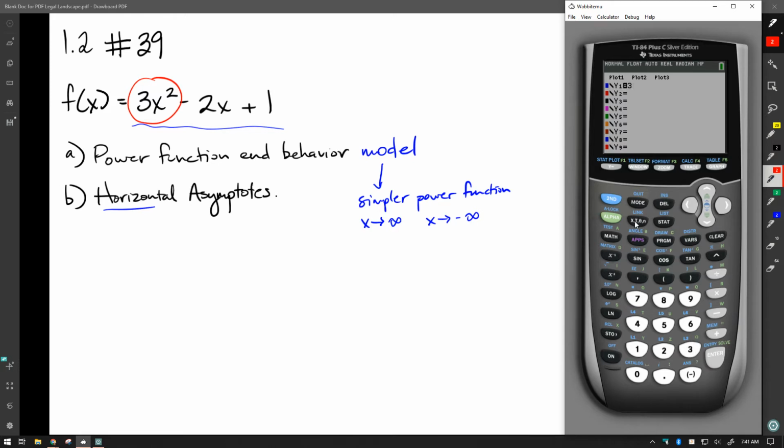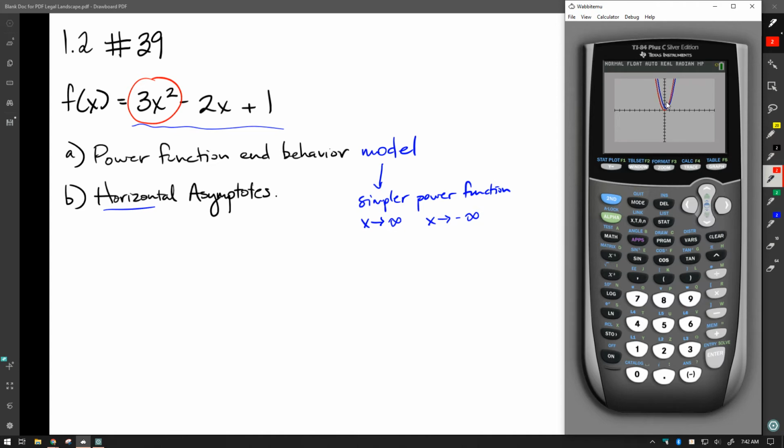So let's graph 3x squared minus 2x plus 1. Let's take a look at the graph. And this curve is going to look parabolic. It's a parabola, and that makes sense. This is a quadratic trinomial, so we are not very surprised by the graph. Now, let's add in a simpler power function. Let's just go with the term with the highest degree, which is 3x squared. And let's also graph this one.